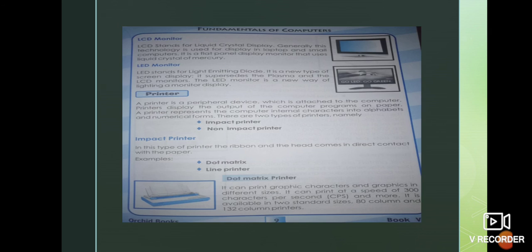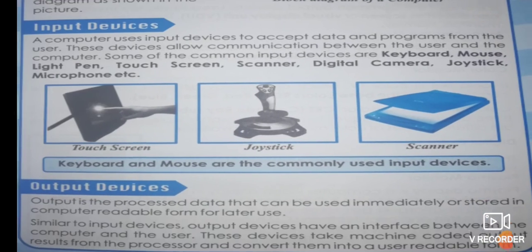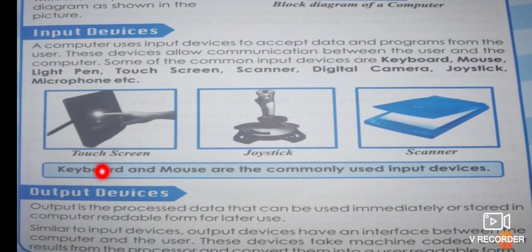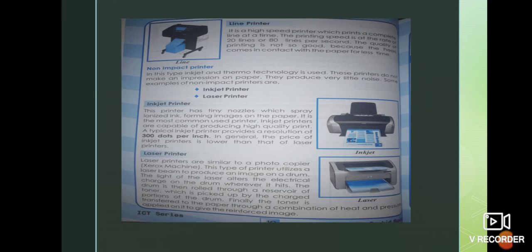So today we have discussed input devices, mainly the commonly used input devices like keyboard and mouse. And then we have discussed output devices, monitor and printer, and its types.